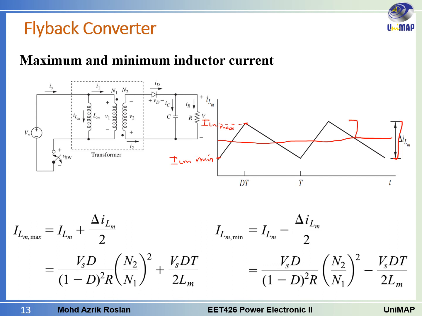This one is the delta ILM, so divide by 2. So ILM max equals ILM plus delta ILM divided by 2. And if you want to find ILM min, it is just ILM minus delta ILM divided by 2. You have half of it here, and then you just take this equation minus this equation.